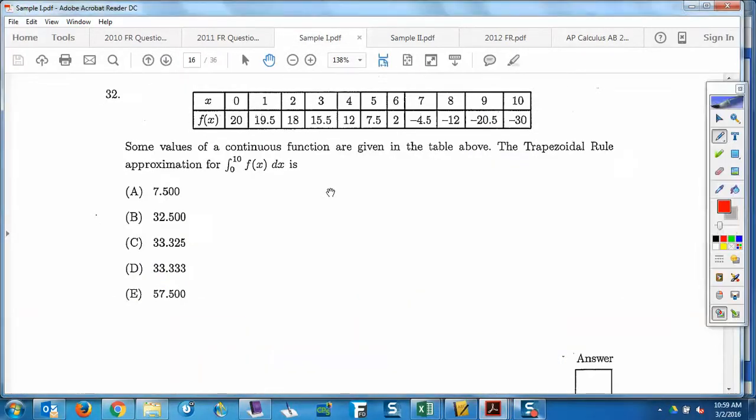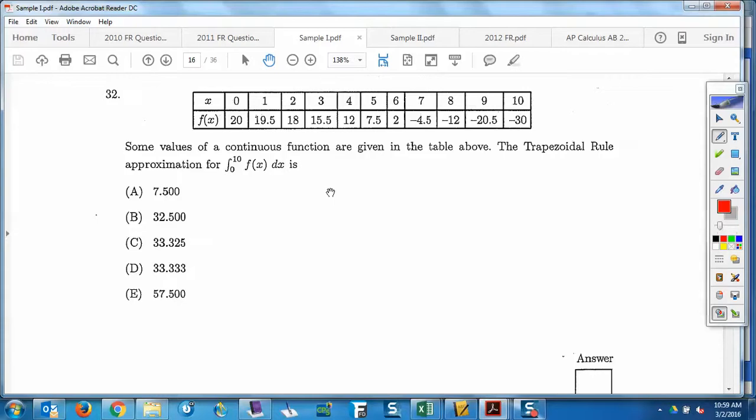Okay, so it says some values of a continuous function are given in the table above. The trapezoidal rule approximation for 0 to 10 is. Now, what do you notice in that problem? They call it the trapezoidal rule, but as you go to calculate that, what do you notice is missing? They want you to do a trapezoid rule on the integral 0 to 10. They didn't say how many. So what would you assume? 10 of them, one line. I think that's what you would typically do. You would assume you're going to use all of that, right?